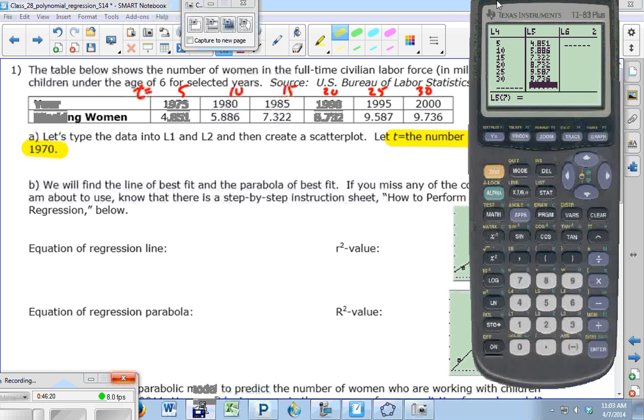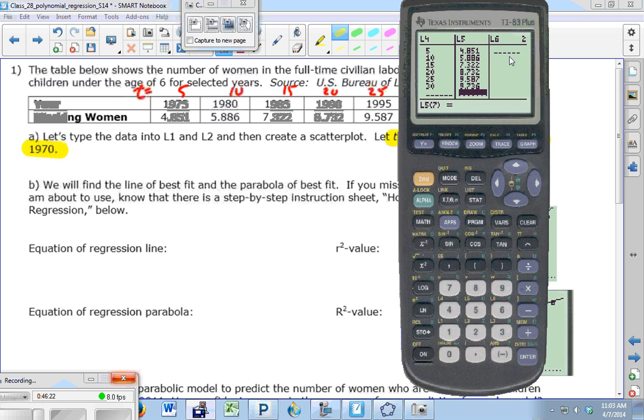So there's the data. And again, we don't know what kind of equation we're going to use yet, what kind of regression, until we look at the picture. So you always got to get your stat plot.